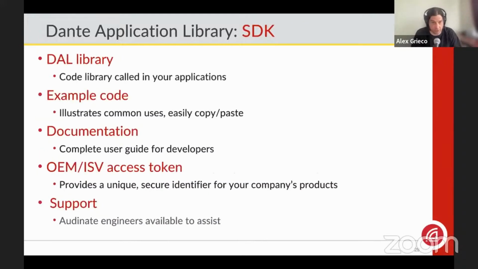So as we said, it's a code library. It's delivered in C++, and we provide example code and documentation for anyone that wants to use the library. And it's licensed with an OEM or ISV access token. We can talk more about that model. We have different scenarios that we'd be happy to talk through in terms of how we make this available to end users. If it's something you want to embed in the product, if it's something you want to make the product Dante ready, and then have users really sign up for what they need in terms of channel count and requirements and features. And we certainly provide support to you as developers and independent software vendors.